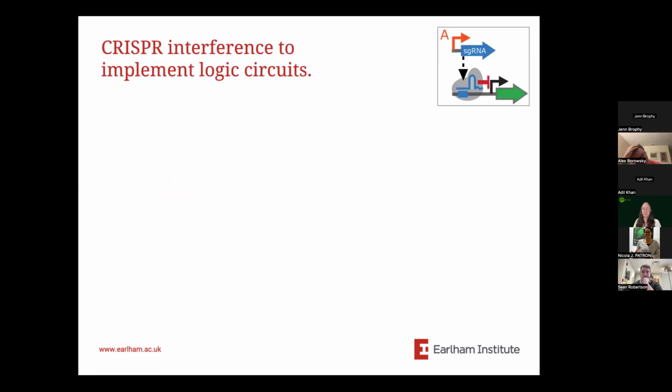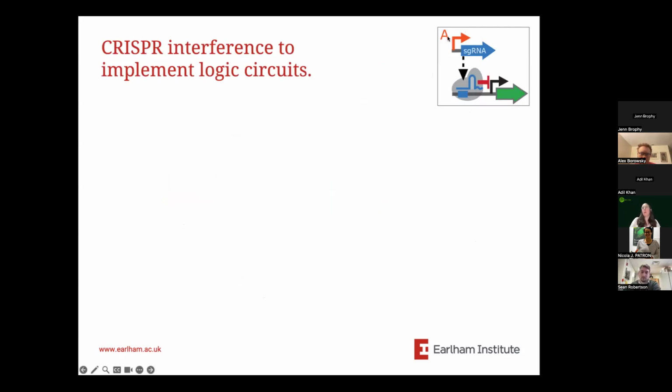Okay, so then the second example is CRISPR interference to implement logic circuits. It was presented quite well yesterday by Adil, but I will just go over it a bit more. So here's the principle. You have a lot of different CRISPR systems to implement logic circuits, but here I'm just focusing on the nice one that Adil developed.